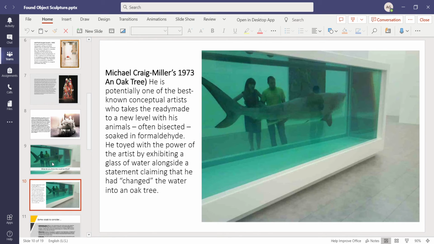So clearly this water is not literally an oak tree made out of wood, but he wanted to experiment with the power of the artist by saying, well, this represents an oak tree. The water in this piece represents an oak tree, and I can call it an oak tree because I'm the artist, I'm the one with the power, and I get to say what it is. So that was kind of his idea behind that.